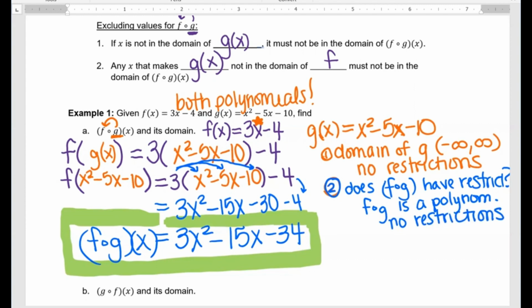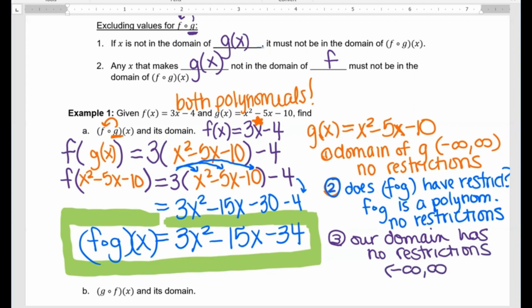And if that's the case, we have no restrictions from g, we have no restrictions from f of g, that means that we have our combined domain with no restrictions. And if we have no restrictions, that means our domain is negative infinity to positive infinity. Polynomials are awesome. They are your best friends because they don't have issues with their domain. Remember, it's all real numbers, negative infinity to positive infinity.